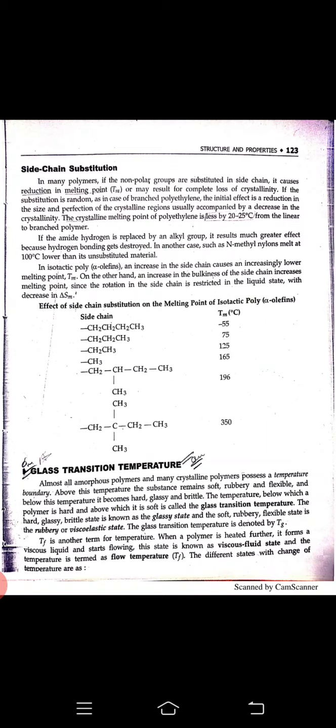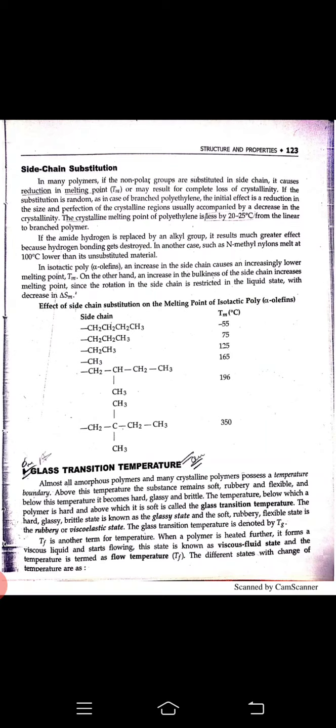Now we discuss glass transition temperature. This is important for your MSc final exam in organic chemistry. Glass transition temperature is known as Tg. Tm is the melting point, but in polymer language the glass transition is different; this is Tg.